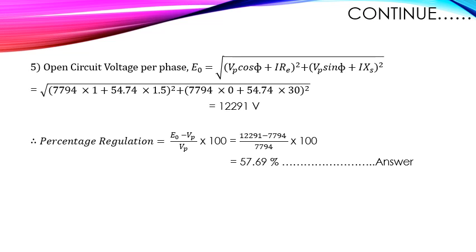Then put cos phi as 1 and sin phi as 0 and calculate the open circuit voltage per phase. So that is 12,291 volts. So put those values, then the percentage regulation at unity power factor is 57.69 percent.